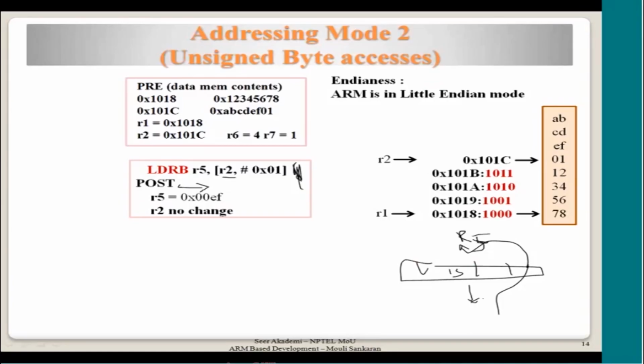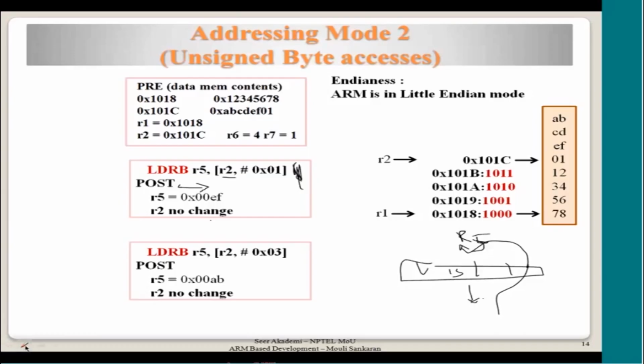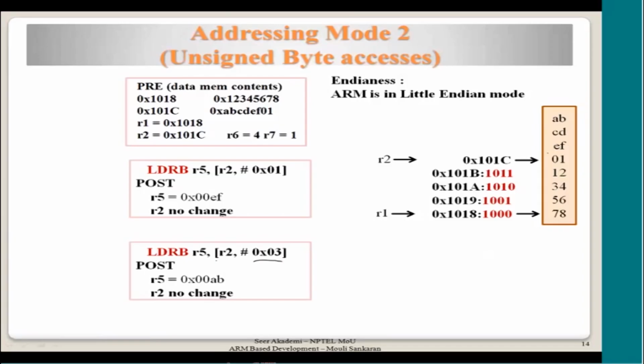Very good. Now let us see one more example. Here I am interested in the third byte from the base, which is base R2. So R2 is still pointing here. Please remember, these instructions are all independent. They don't all assume the precondition is this. There is no effect of one instruction on the next instruction. So it always assumes the precondition is this. That is the way I have shown all of them, so that you understand the different instruction usages.